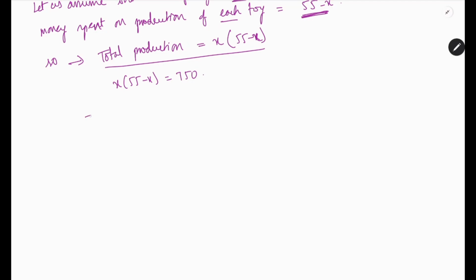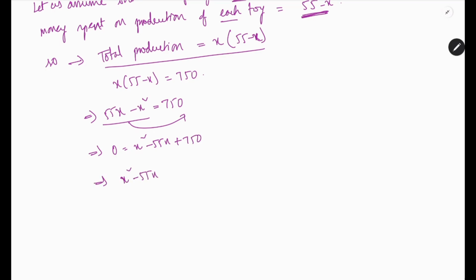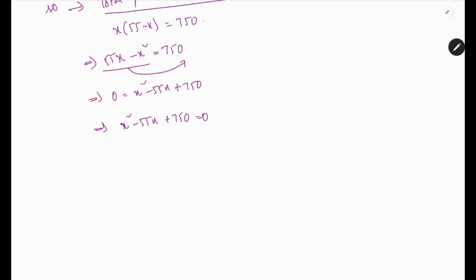Now, if we solve this, what do we get? 55x minus x square equal to 750. Take these two terms to the right side. It will be 0 equal to x square minus 55x plus 750. So, that is x square minus 55x plus 750 equal to 0. This is the quadratic equation we have got.